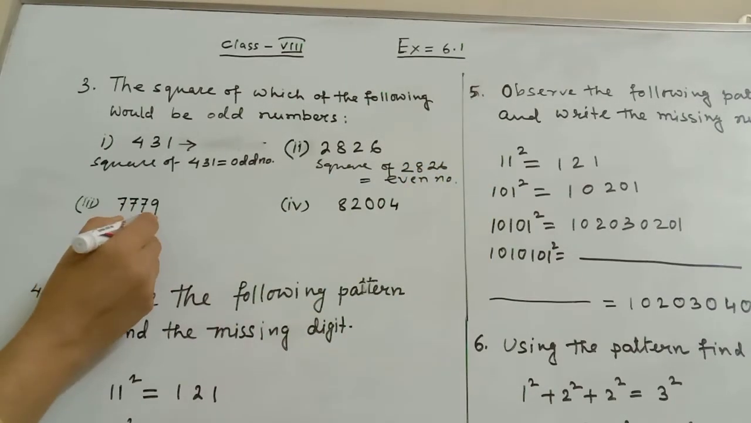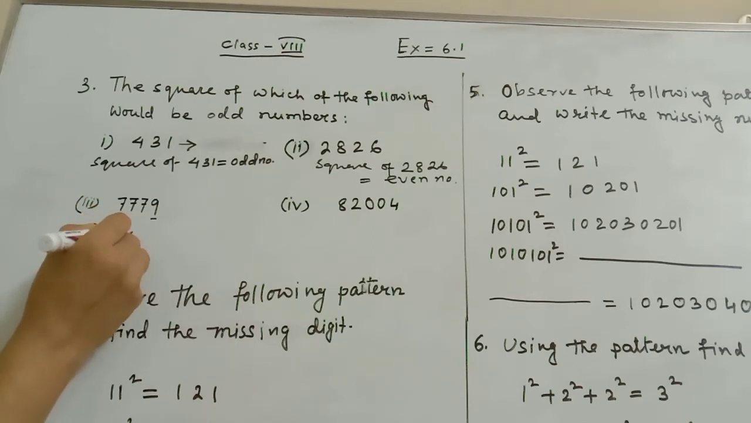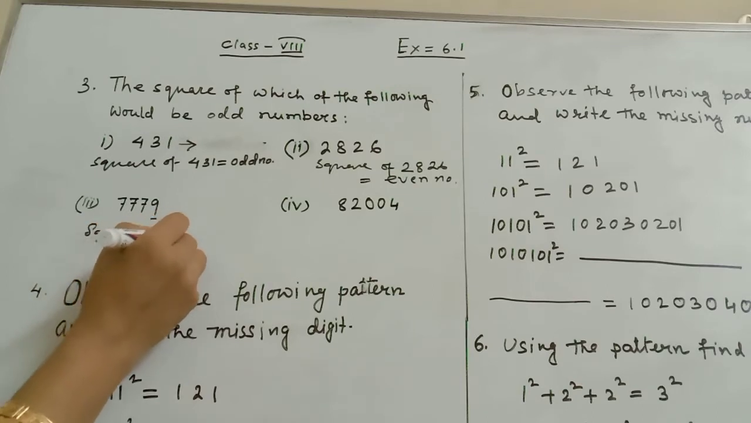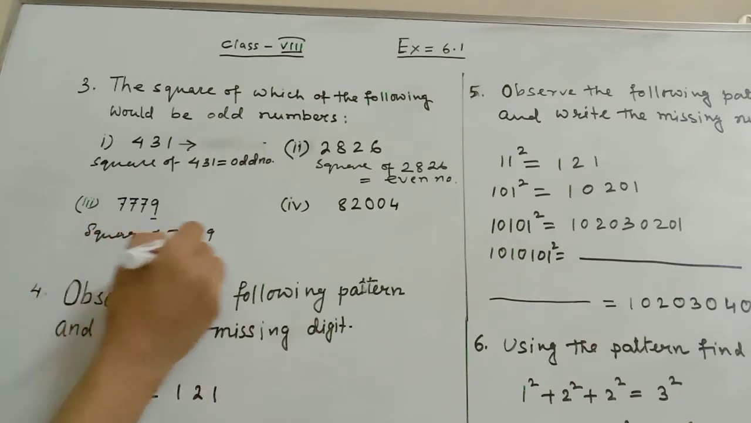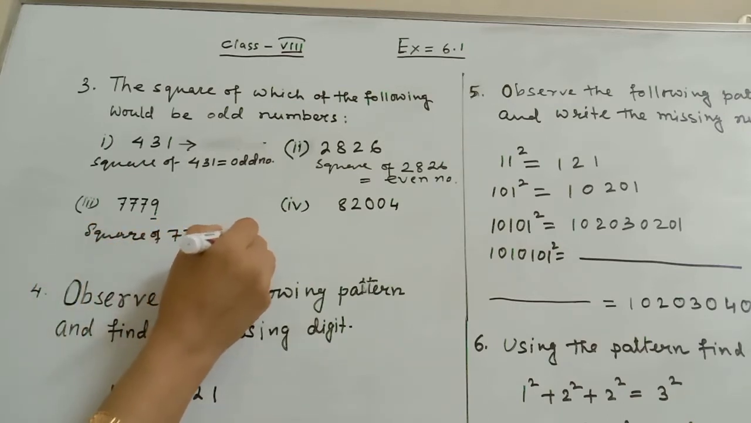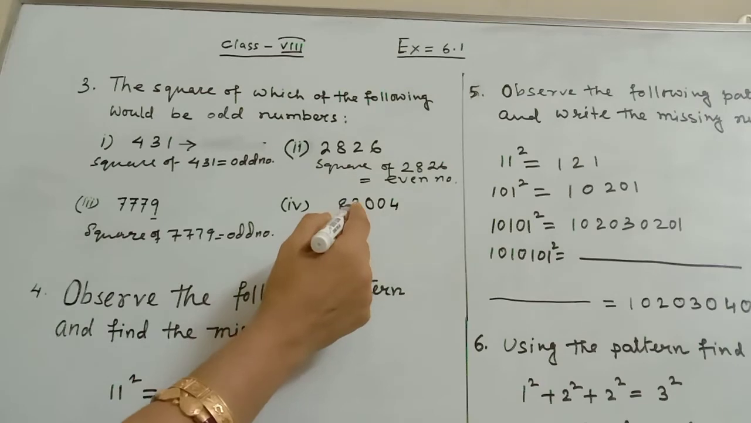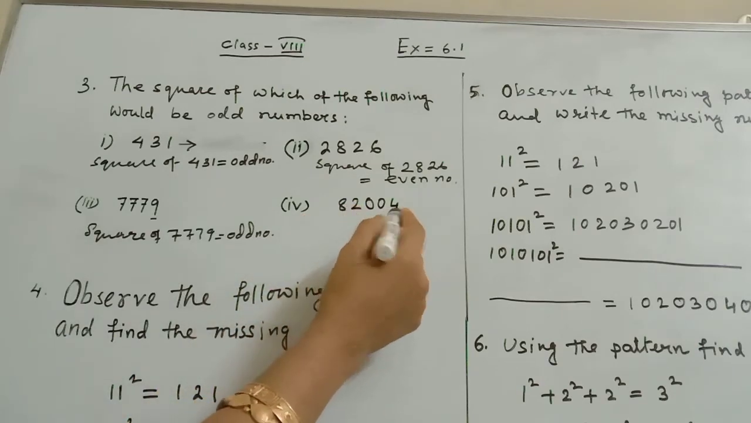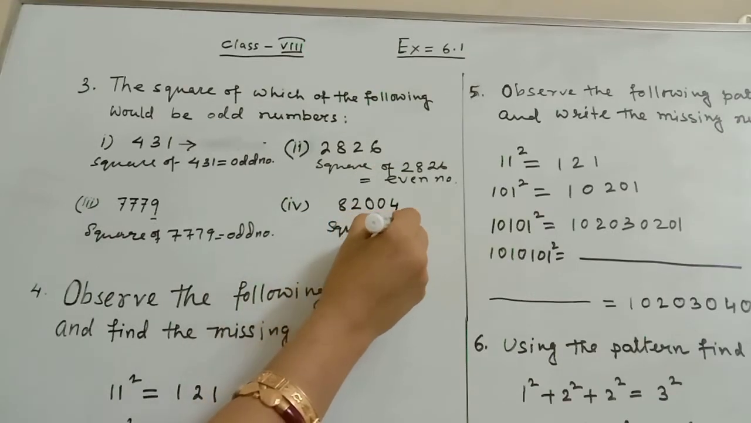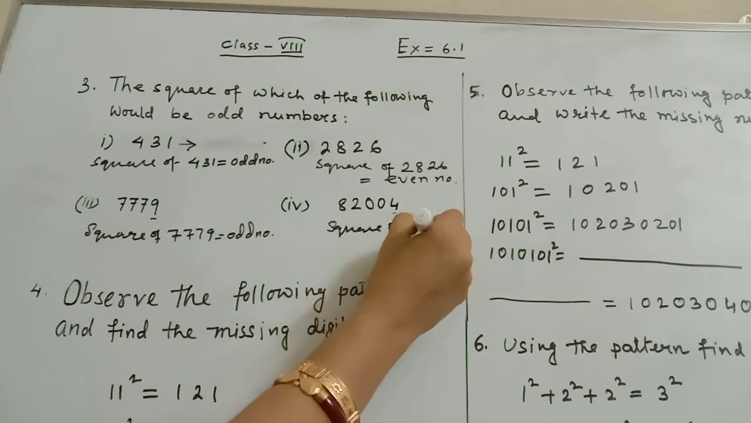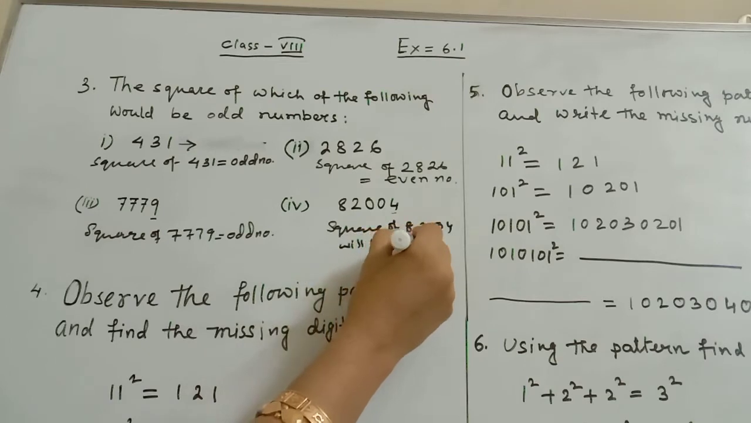Similarly, as 7779 is an odd number, its square will be an odd number only. Square of 7779 will be an odd number. Similarly, 82,004: as the unit place digit is even, the square of 82,004 will be an even number.